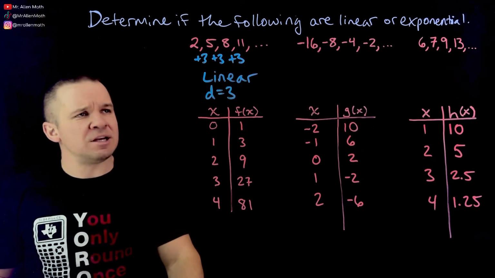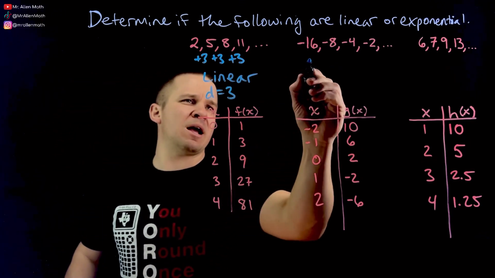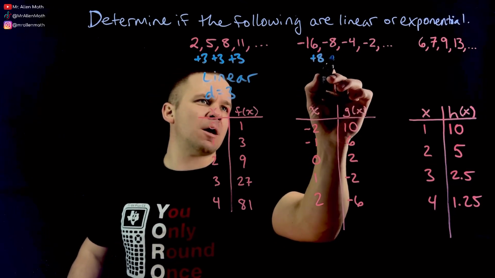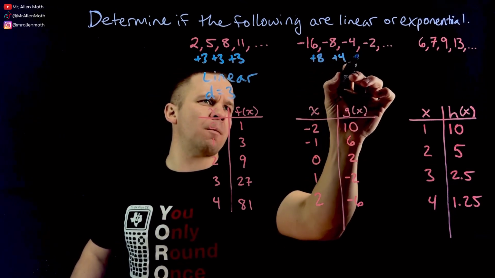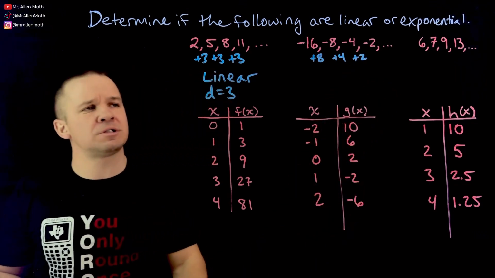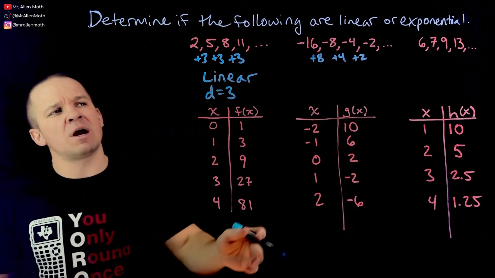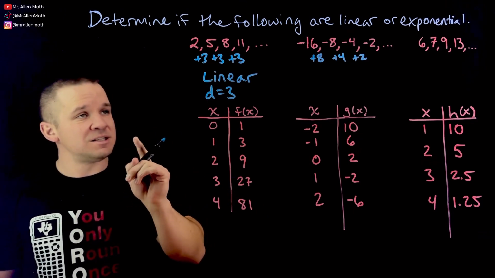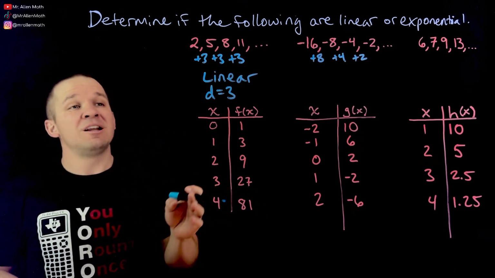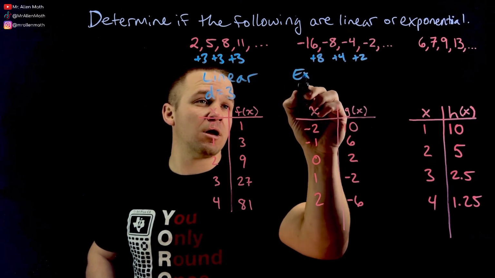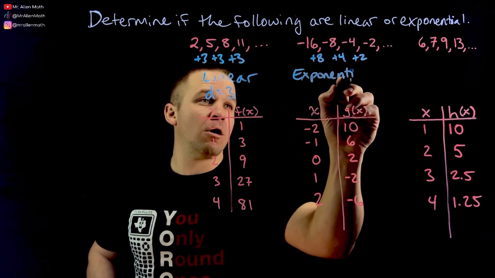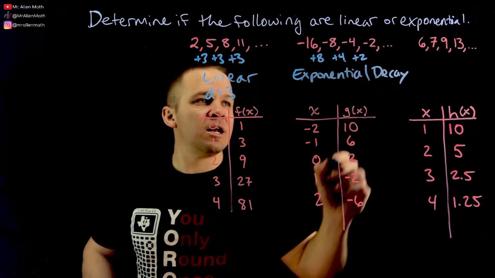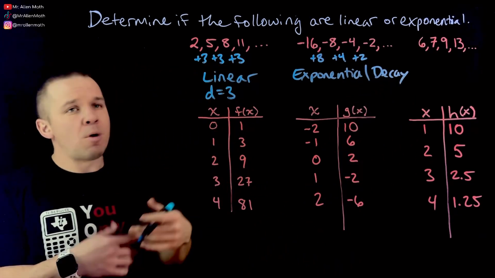Next one here. I got negative 16, then negative 8. So it goes up by 8. Yep, there we go, negatives. And then it goes up by 4. And then it goes up by 2. Interesting. The rate at which it's going up by is actually getting cut in half. That is indicative of exponential. In this case, it would be exponential decay.